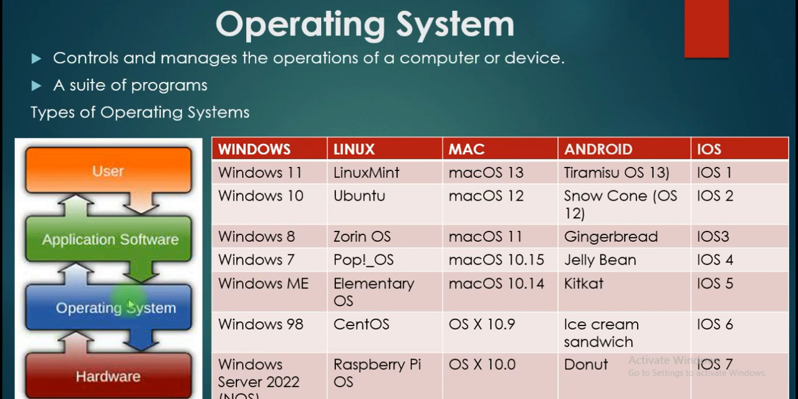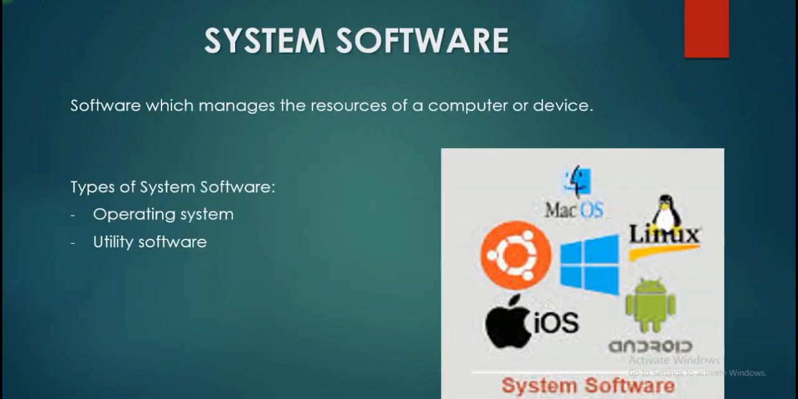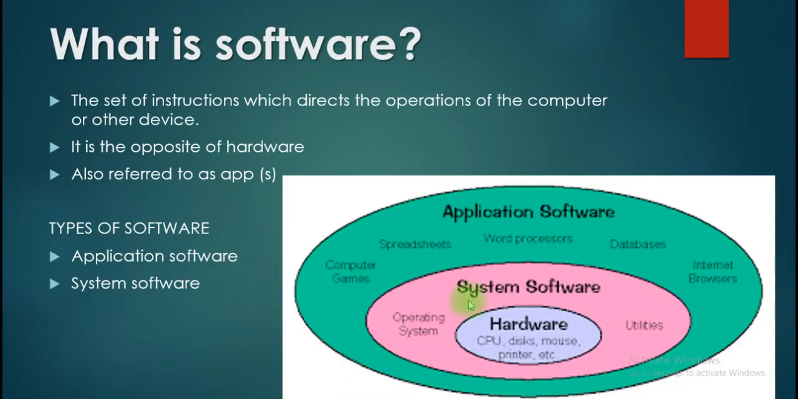Let me go back to the first slide. So where the operating system is concerned, it is operating at this level. Here you have your hardware, you have the system software, and the operating system, of course, is a type of system software. So when a new device is produced, let's just say a laptop, the first thing that has to be installed on it is an operating system before any of the other apps can be installed.